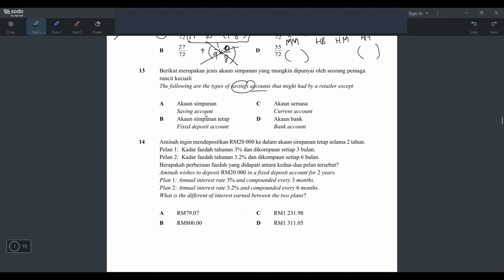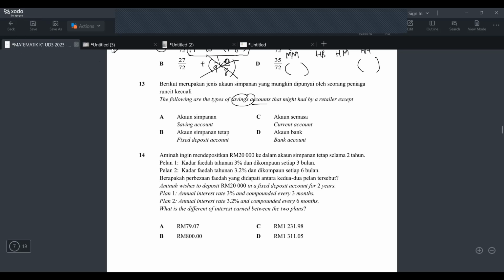A, account simpanan, savings account. B, account simpanan tetap, fixed deposit. C, account semasa, current account. Or D, bank account. Okay, when I saw this question by myself, I was stunned because I don't know how to do it. Because I really don't know how to do it, this one. So what I did is I went to find the form 3 textbook and I went and referred back. So I'll show you what I discovered. So let me show you.